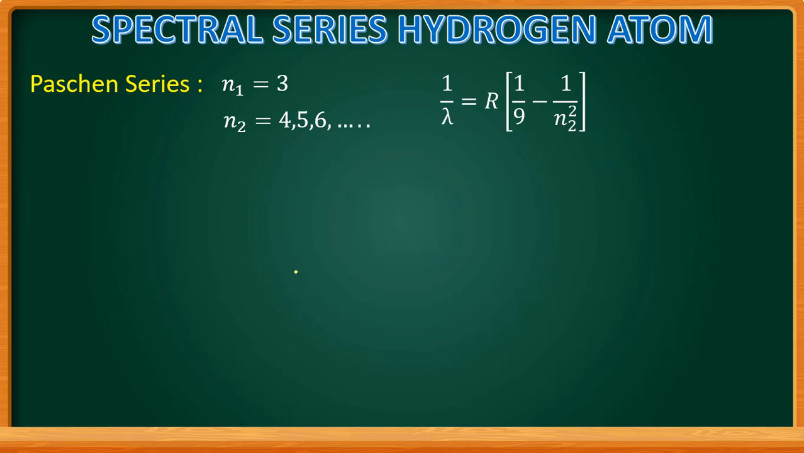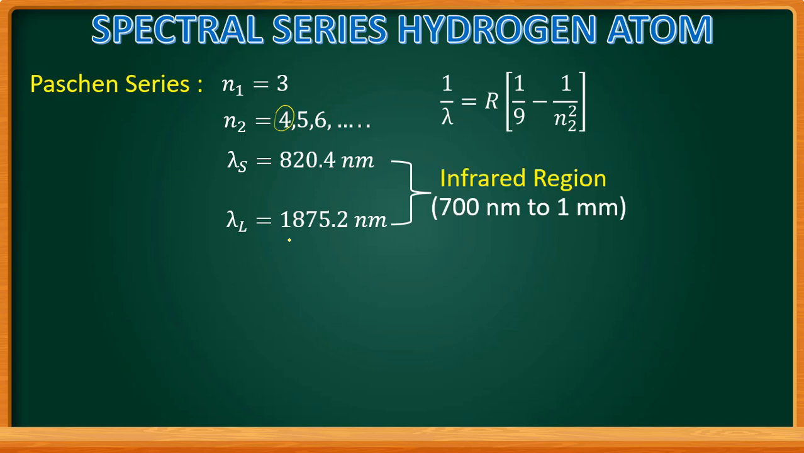And then here we have to find the wavelength range, so that we can say in which region it can lie. If we put n2 equal to infinity, for the shortest wavelength we can get 820.4 nanometer, and for the longest wavelength we have to put n2 equal to n1 plus 1, so that n2 equals 4. For that we can get 1875.2 nanometer, and we know 820.4 nanometer and 1875.2 nanometer all lie within the infrared region. The infrared region has a wavelength range from 700 nanometer to 1 millimeter.